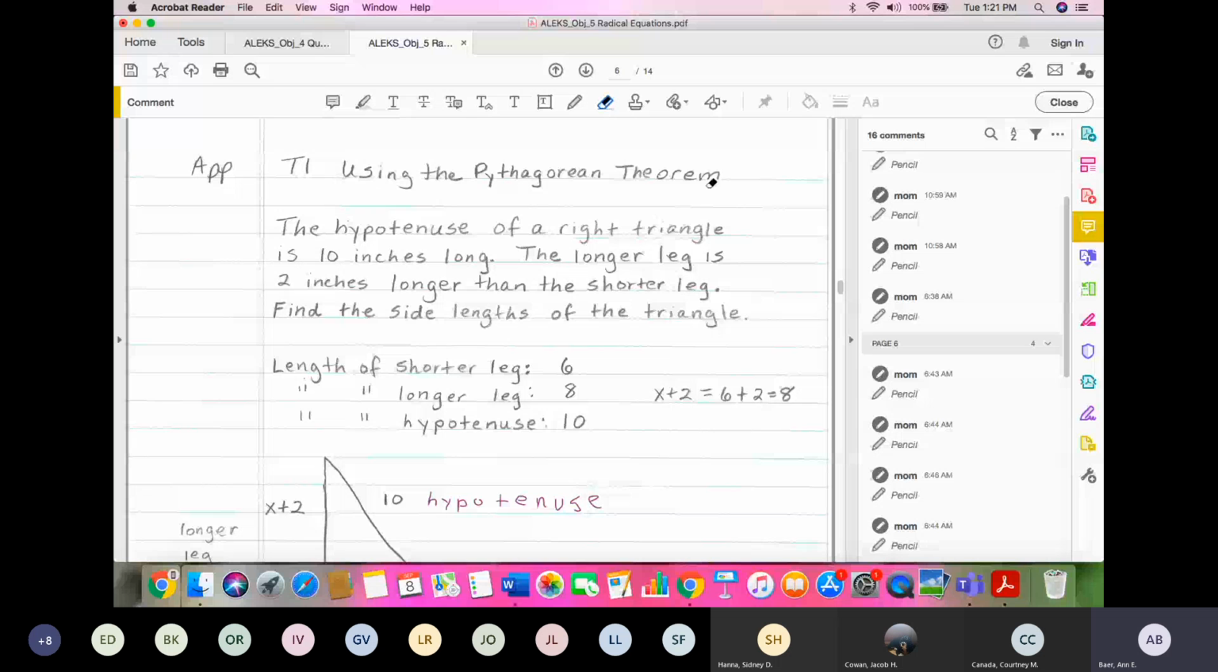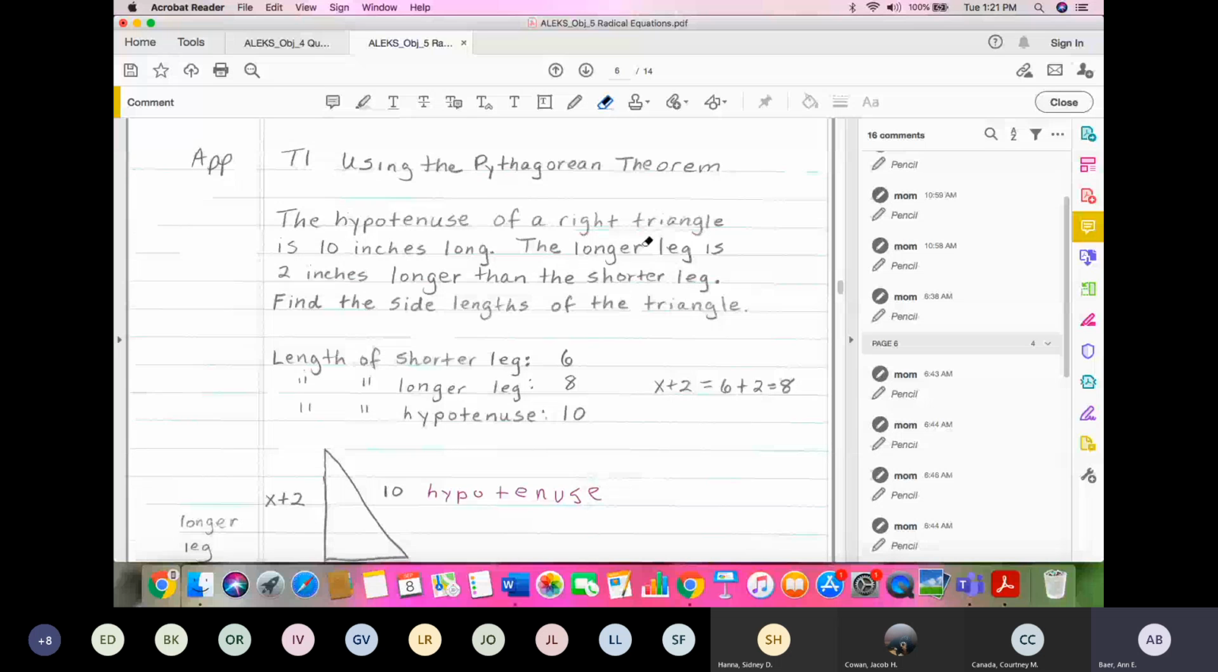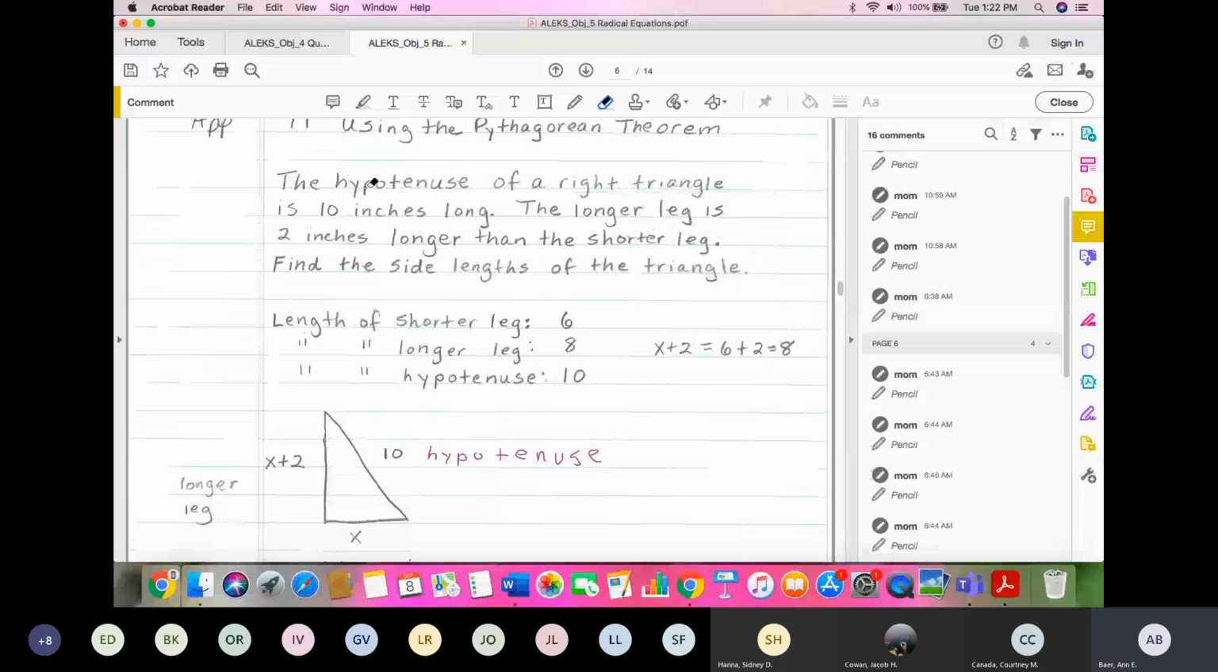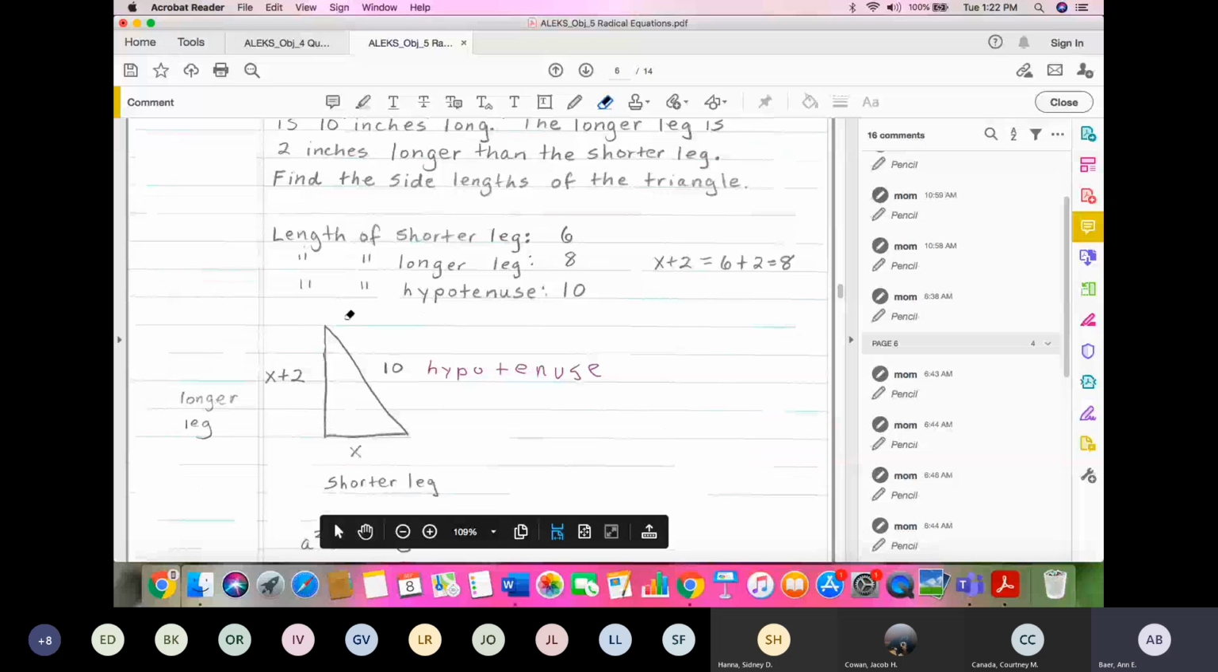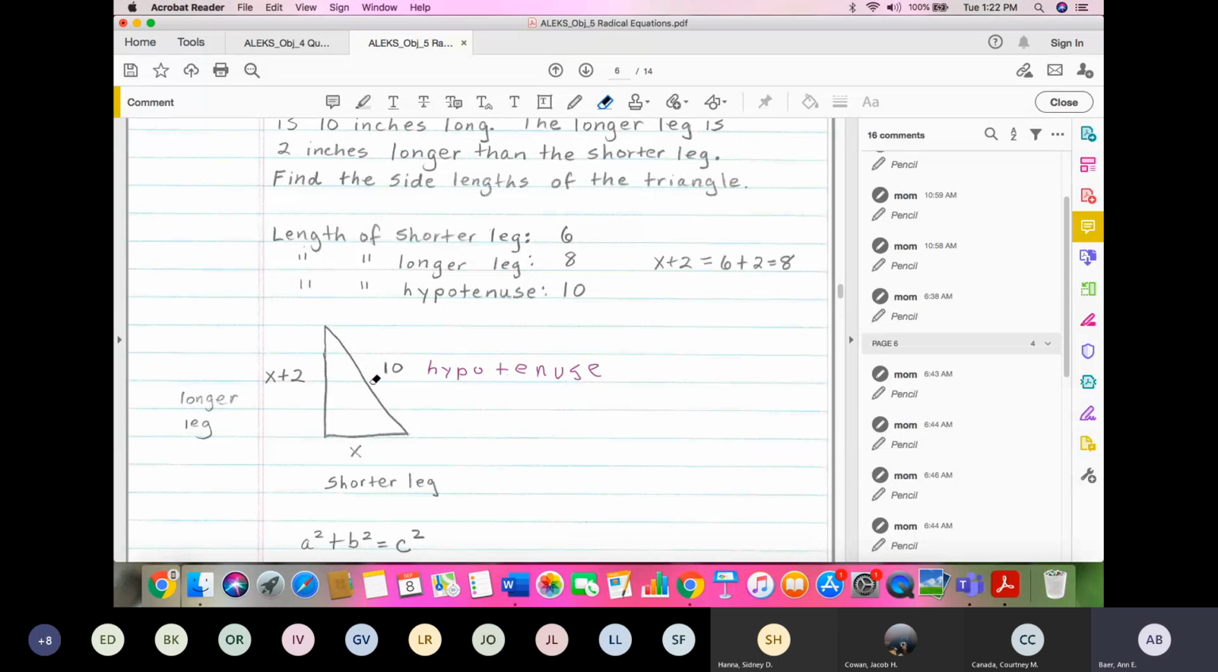Using the Pythagorean theorem, the hypotenuse of a right triangle, that's this side here. So a right triangle has a vertical side, and you can think of it as having a vertical side and a horizontal side for purposes of this topic. And then this other side that is neither vertical nor horizontal is the hypotenuse.